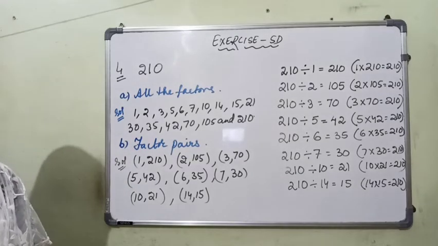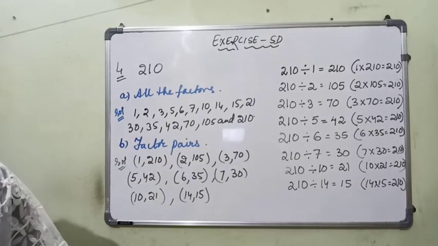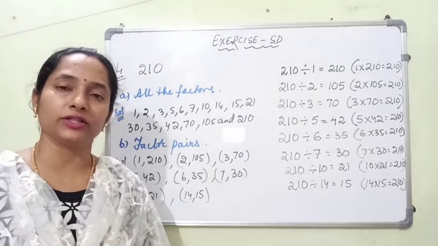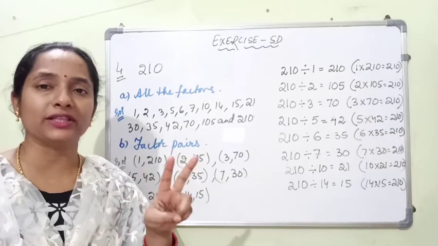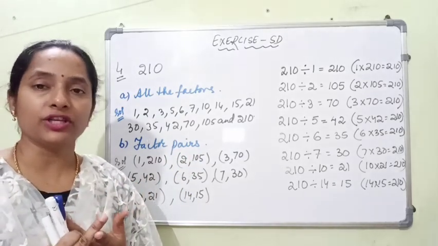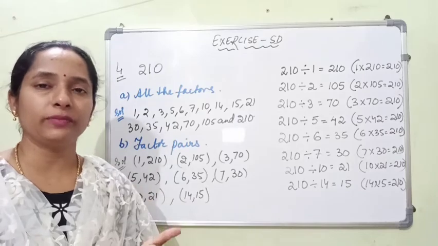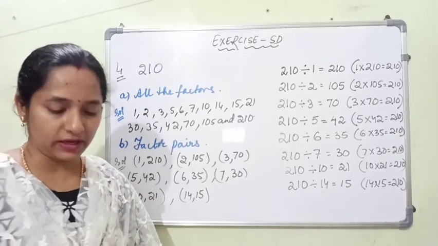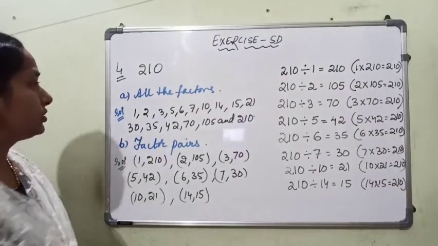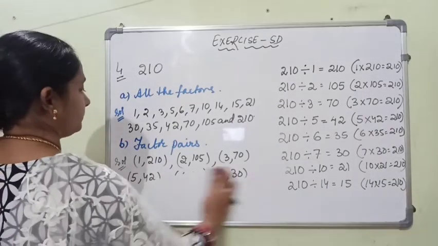Next, what do we have to write? We have to write the prime factors. So how will you find the prime factors? We have learned just now two methods, short division method and the factor tree method. You can adopt any one of the methods to find the prime factors. So I would like to prefer the short division method. So let us find out.